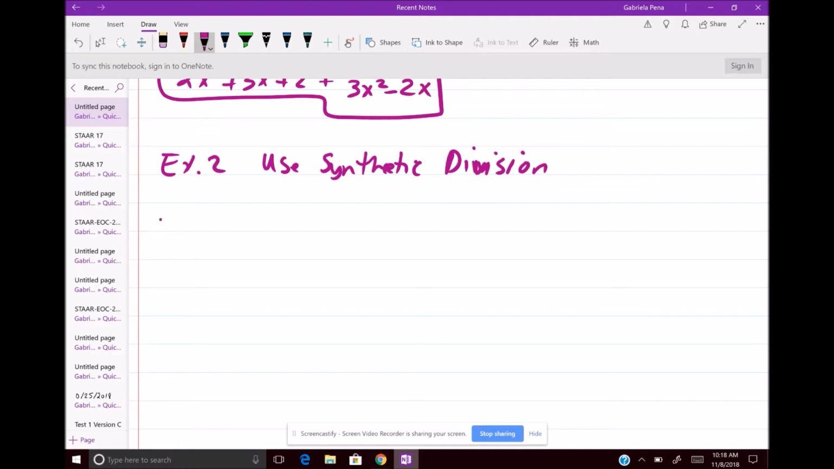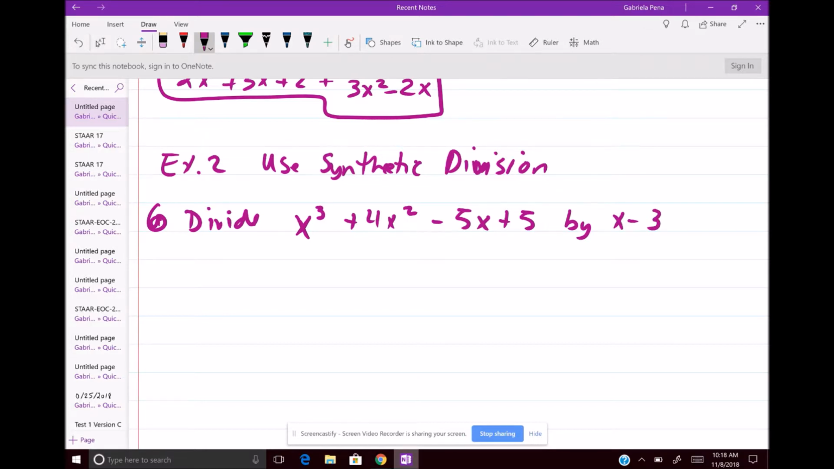So for problem A here, it's going to say divide x cubed plus 4x squared minus 5x plus 5 by x minus 3.